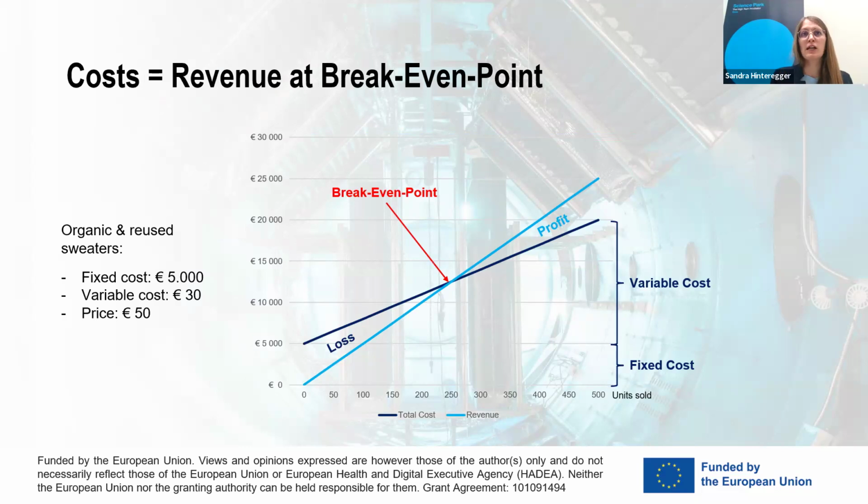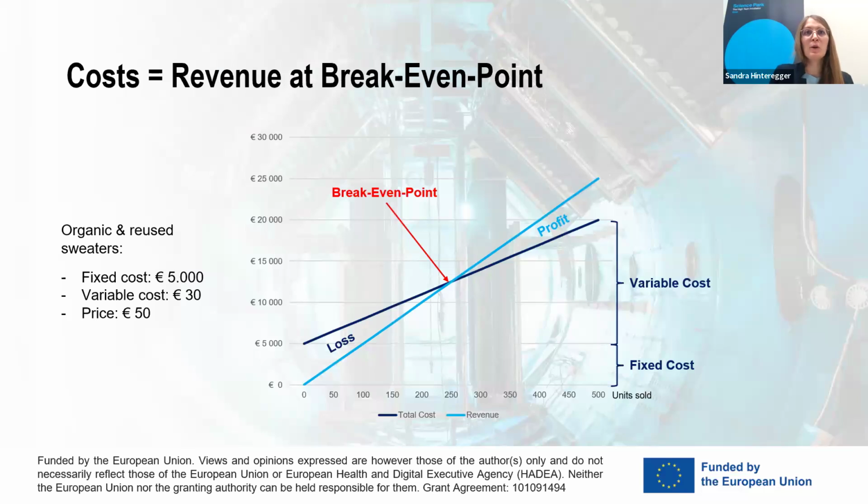So if we take a look at our total costs and our revenue, the break-even point is the point where the costs equal the revenue, such that the company at this point neither makes a profit nor a loss. So if we sell this amount of units, we make neither a profit nor a loss.